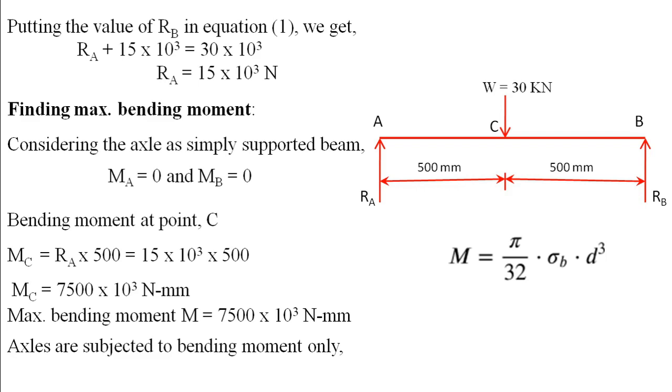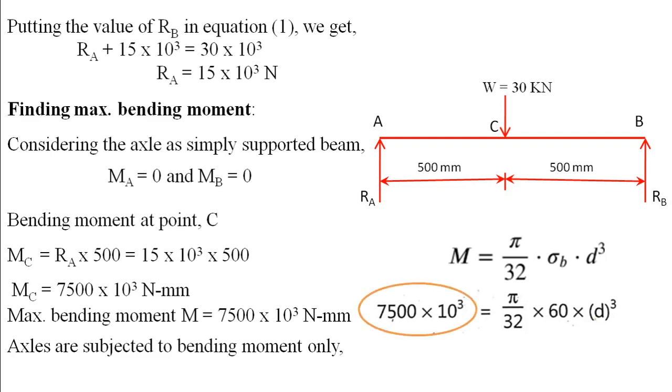Now putting the values of parameters, M is equal to 7500 into 10 raised to 3 is equal to pi by 32. Bending stress is given as 60, therefore putting 60 into d cube. For the calculation of this equation, first keep the left hand side term as it is and first calculate in your calculator pi by 32 into 60. After that, divide the left hand side by that term.